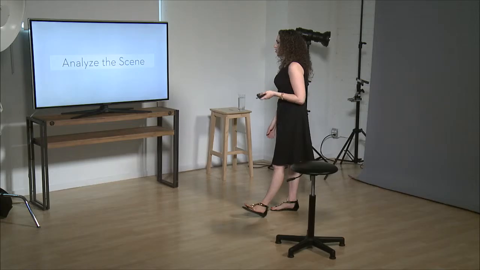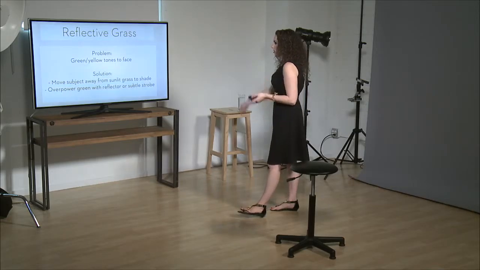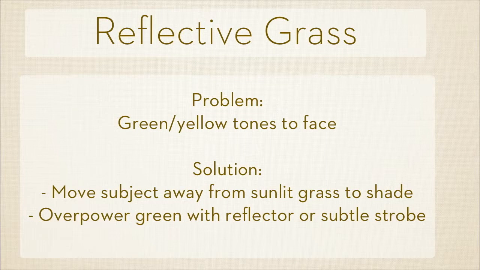All right, so I told you to analyze the scene. Let's start with the reflective grass. The problem is the green and yellow tones in the face. It's not actually super easy, which is probably why a lot of you have a problem with it. One thing you can do is move them.